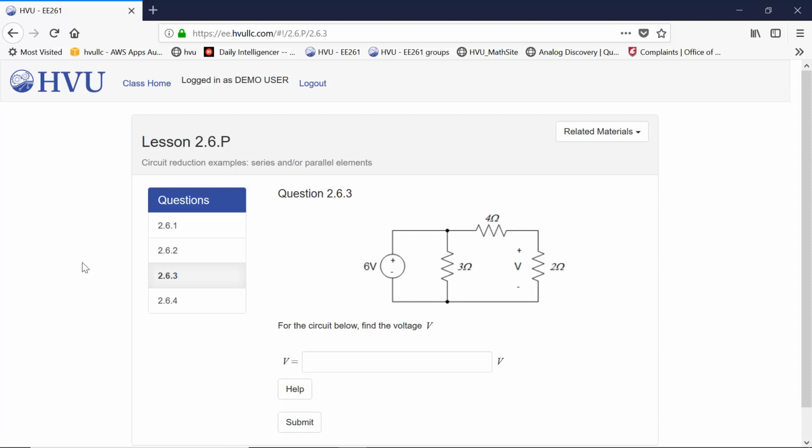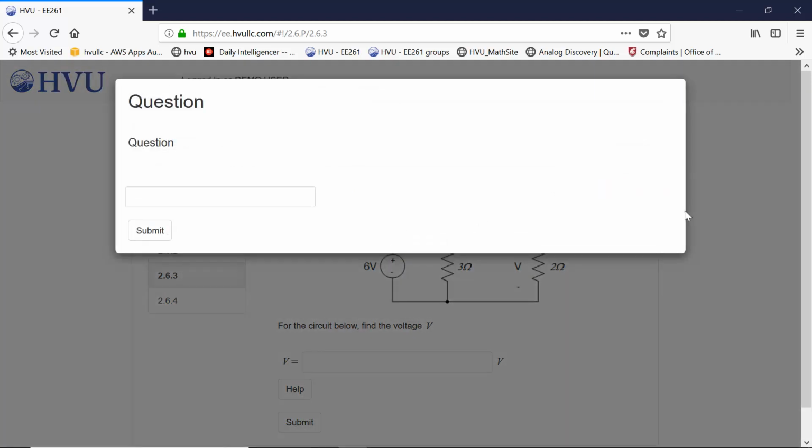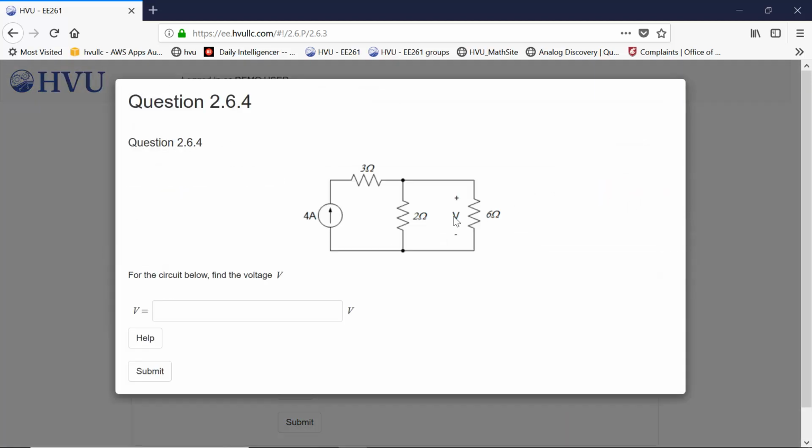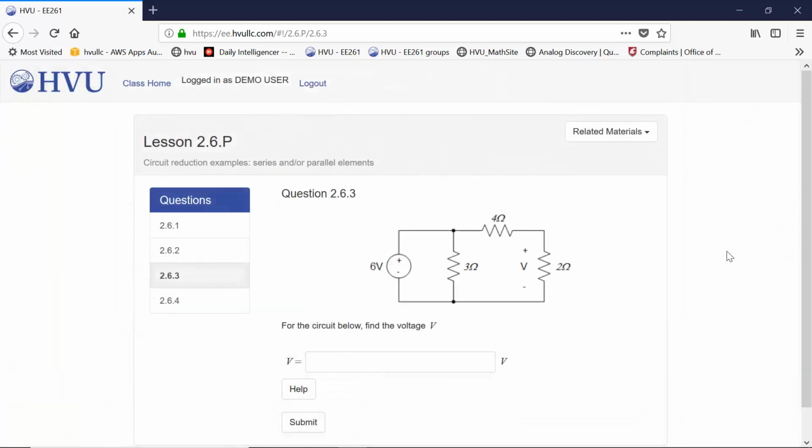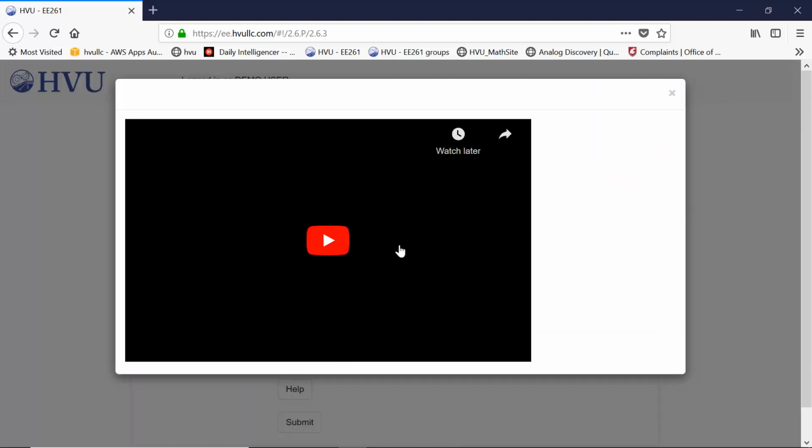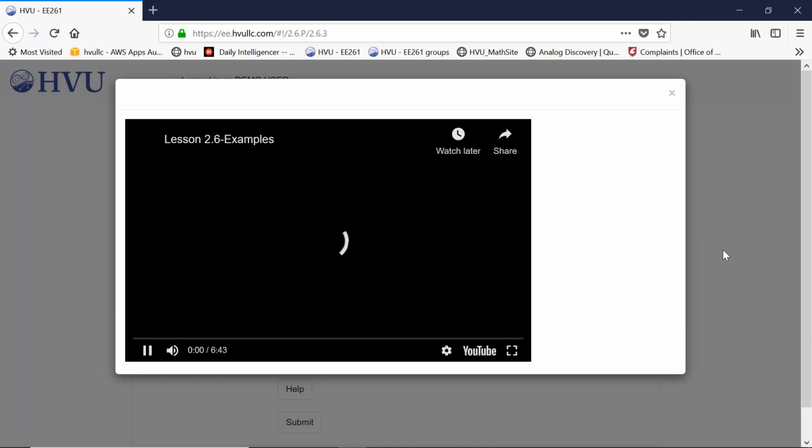Resources for doing a problem that's similar to the one that they're working on are under the Related Materials tab. So this takes me to a related practice problem, 2.6.4. Hopefully if I can do this one, then this will help me do the one that I'm working on now. The related materials will also allow me to look at lectures or see examples. So this is a video of an example of a similar problem.